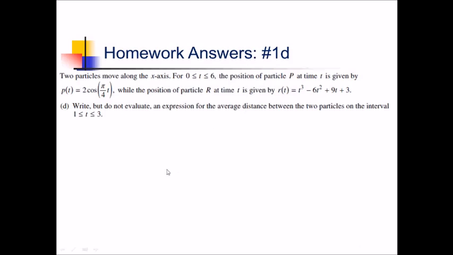So I'm going to define a function. I'm going to call it d of t, and I'm going to define that to be the absolute value of p of t minus r of t. And the beauty of this is it doesn't really matter which one of these is a greater value. When I subtract them, I will end up getting their positive difference, their positive distance.